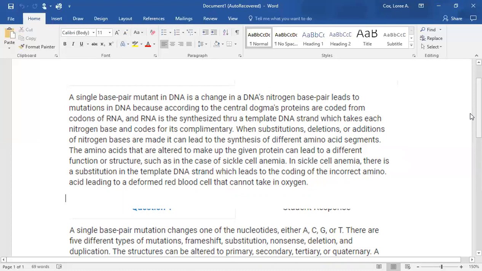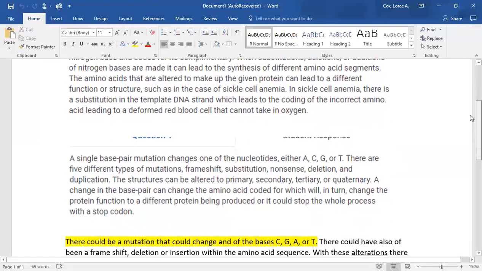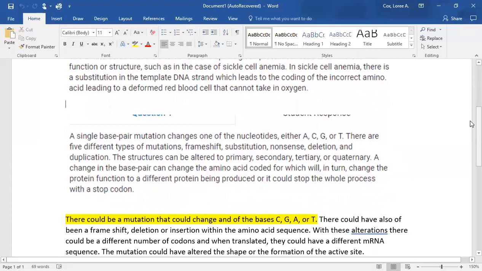What I would have loved to have seen there would be denatured. We want to mention that if the protein's denatured, the active site cannot hold on to that oxygen. So our protein being able to be carried would be affected. Now let's look down here at this second one.